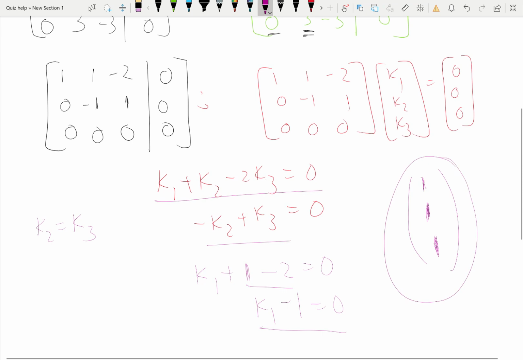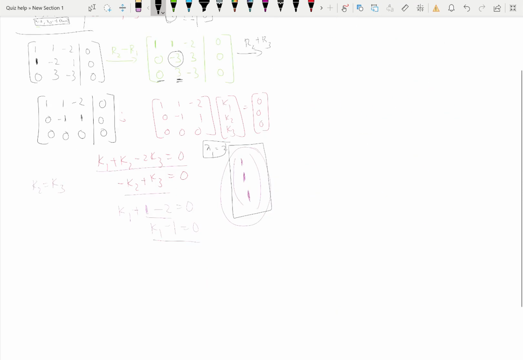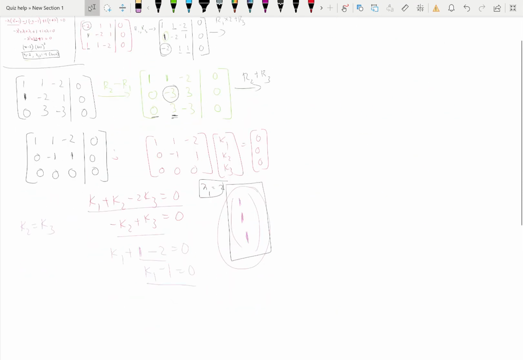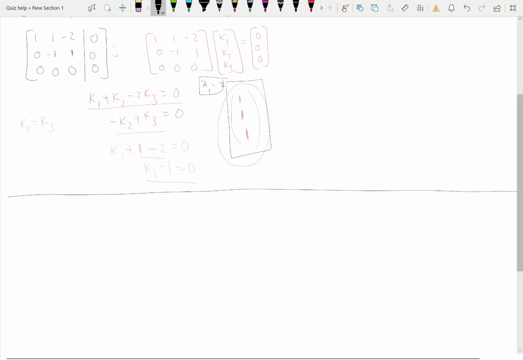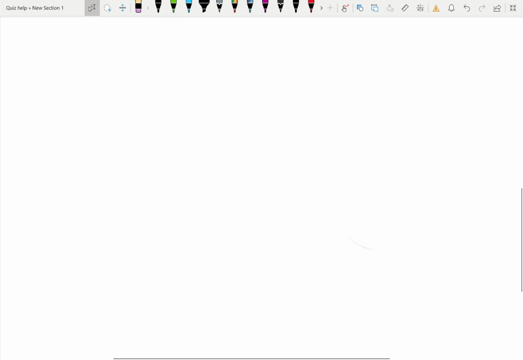So our eigenvector corresponding to the eigenvalue 2, which is an unrepeated eigenvalue. So for the eigenvalue 2, the eigenvector is 1, 1, 1. Okay, all right. So now we have to find the eigenvectors for the repeated eigenvalue. So this is the special case. So let's begin it in a new note.